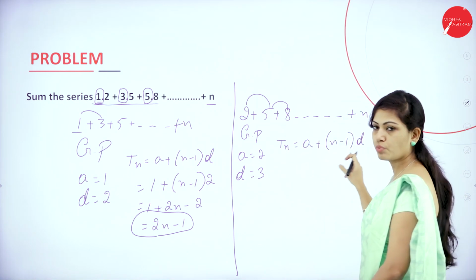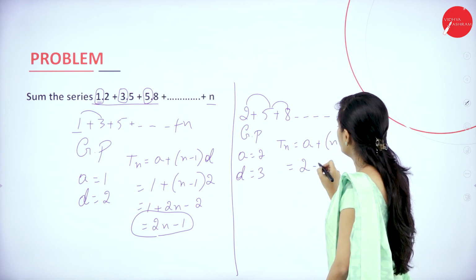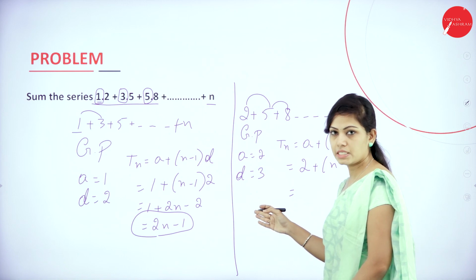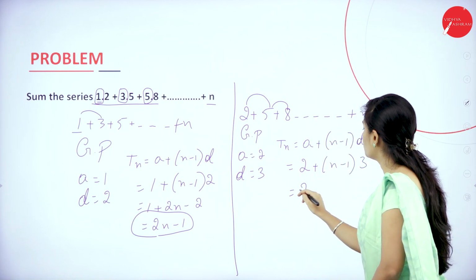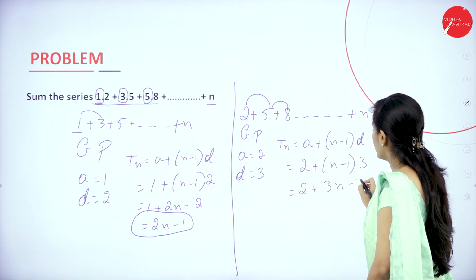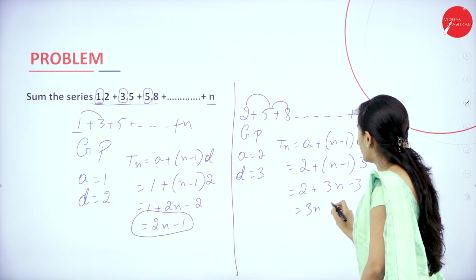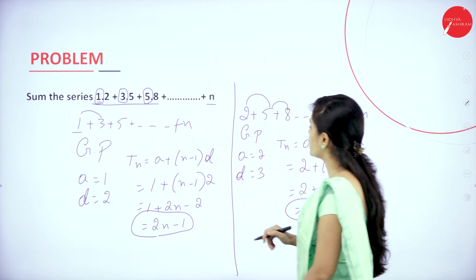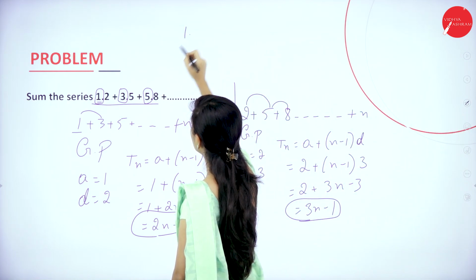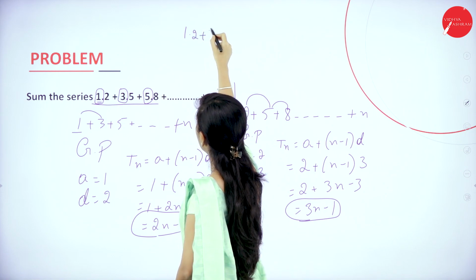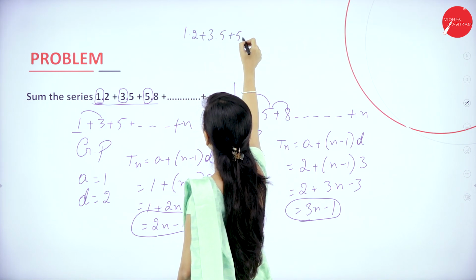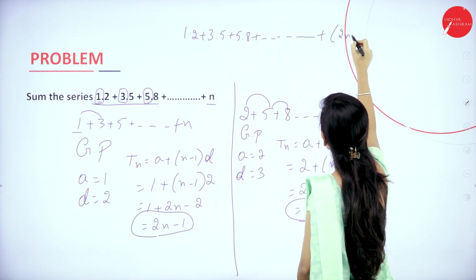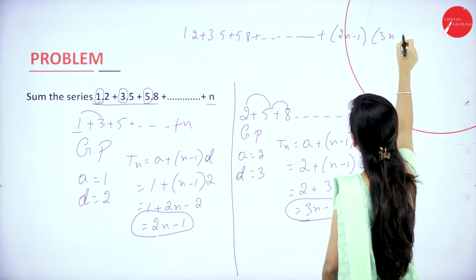So A plus n minus 1 into D. A value is 2, plus n minus 1 into 3. I hope you have studied this in second PUC, right? So 2 plus 3n minus 3. So 3n minus 1 is the correct answer. Now I'll write the statement for both the terms: 1.2 plus 3.5 plus 5.8 plus up to 2n minus 1 into 3n minus 1.